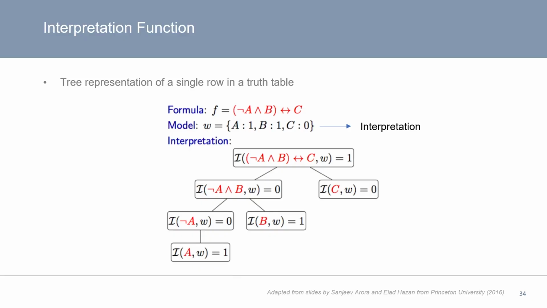We can use this tree to examine truthfulness as it builds up towards our complete formula. So starting from A, which in this model is true, it becomes false when negated. Then not A and B also gives us false, because not A and B are not both true. Lastly, we have not A and B if and only if C, which is true given that both not A and B, as well as C, are false.